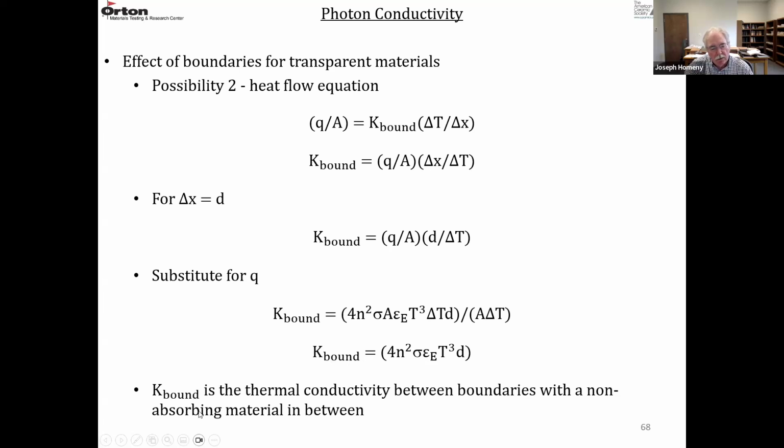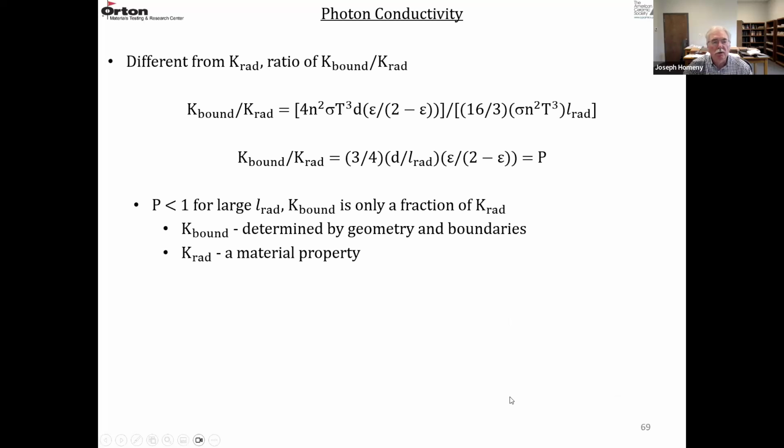So now this is the thermal conductivity between boundaries with a non-absorbing material in between. So this could be a pore with air in between, air in the pore, and the pore diameter sets our boundaries. So we take our two equations, we derive K boundary and K radiation. This is K boundary, this is K radiation, and we simplify them.